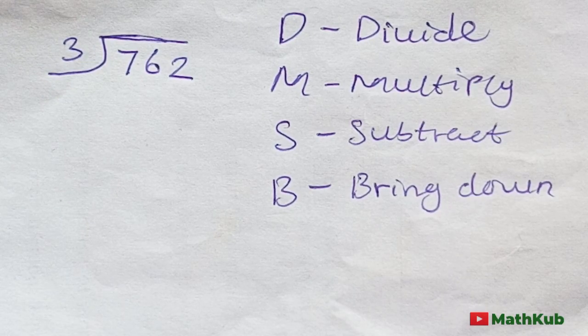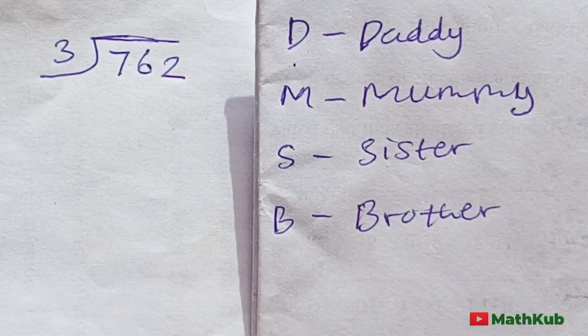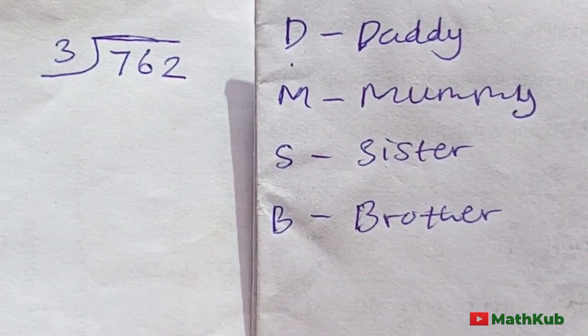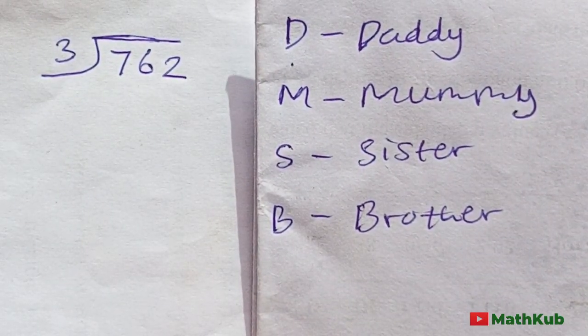Step by step on how to divide using the long division method. It's going to be very fun and simple. So now the steps are: first you divide, second you multiply, third you subtract, and the fourth step is you bring it down. Daddy, mommy, sister, brother, DMSB.